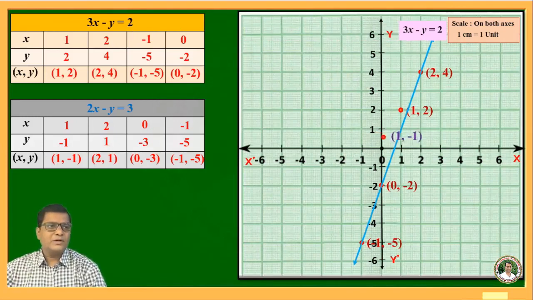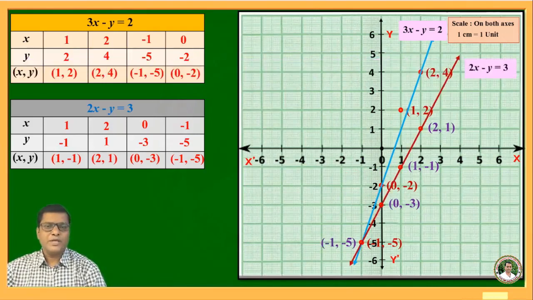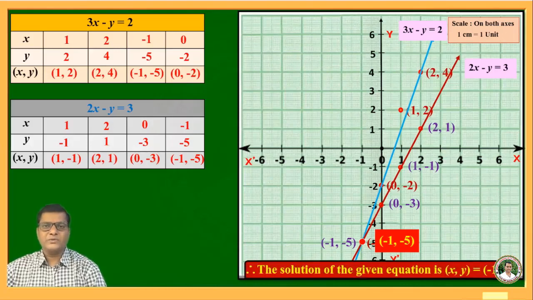Similarly, we will plot the second line graph on the graph paper in this way and draw the line passing through it. This is the graph of 2x minus y is equal to 3. The intersection point of both the lines is -1, -5, which is the solution of given equation. Therefore, at last write down the solution of the given equation is x, y is equal to -1, -5.